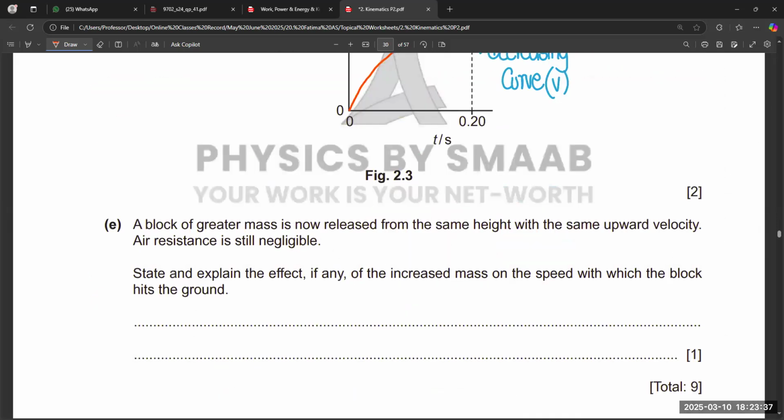And the final part of the question: a block of greater mass is now released. So we increase the mass of the block, from the same height and with the same upward velocity. Air resistance is still negligible. State and explain the effect, if any, of the increased mass on the speed with which the block hits the ground. So is there any change in the speed at which it hits the ground if the mass is increased?